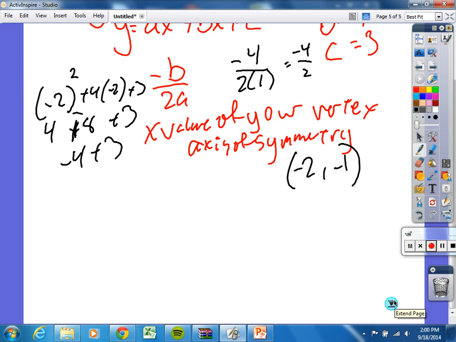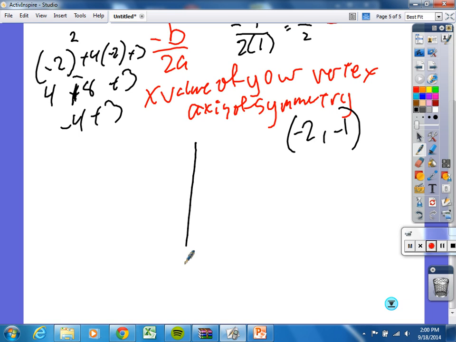Plug it in, and that'll get you a y value, right? So now, on my graph, here's negative 2, negative 1. There's my vertex right there. Now, do I know if that's a high point, a max, like this, or a low point? Do I know that yet? But I know it's the vertex. Okay? Meaning it's either going to be the low point or the high point. You good with that? Ma'am?